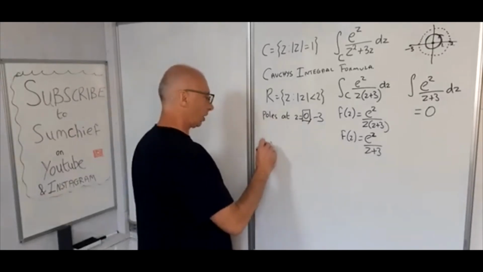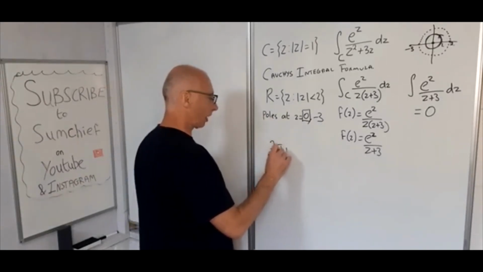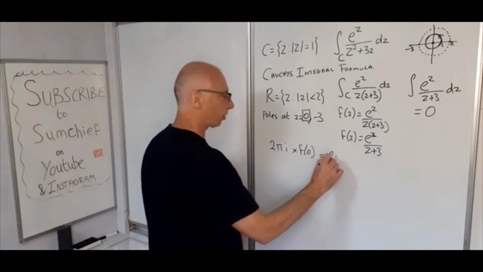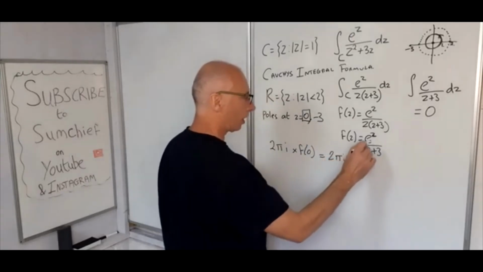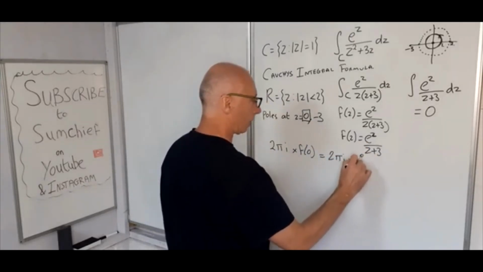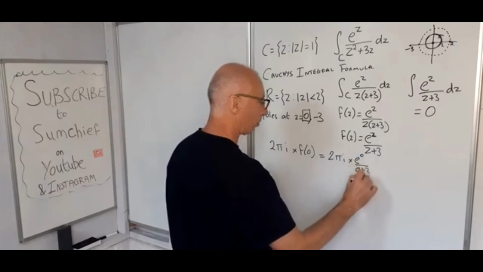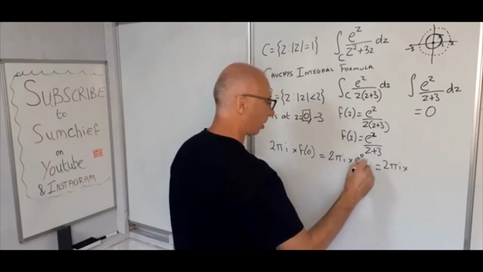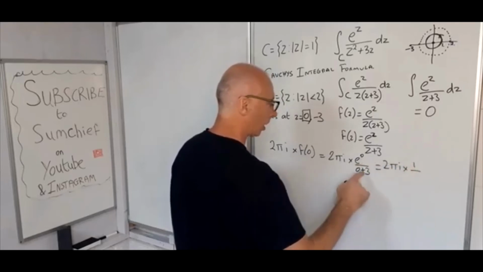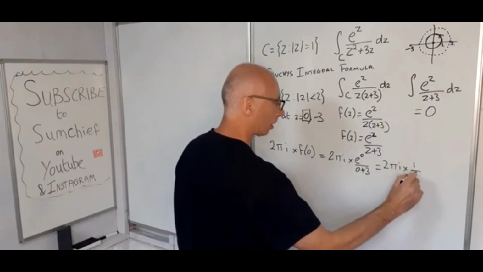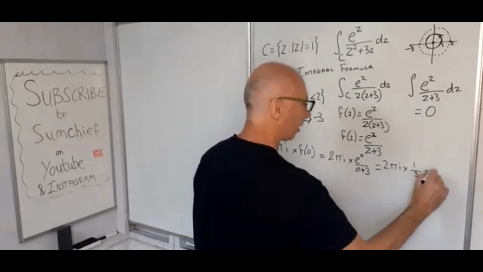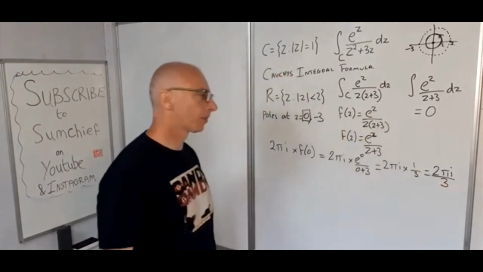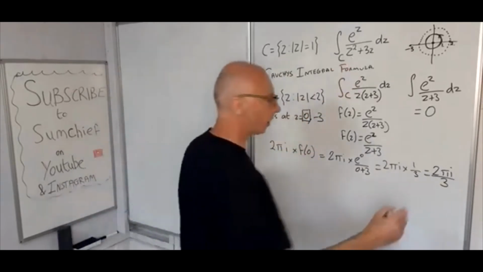So basically the answer is 2 pi i times f of 0, which equals 2 pi i times e to the 0 over 0 plus 3, which equals 2 pi i times, well, that's 1 over 3. So therefore the answer is 2 pi i over 3. And that's the answer to the question.